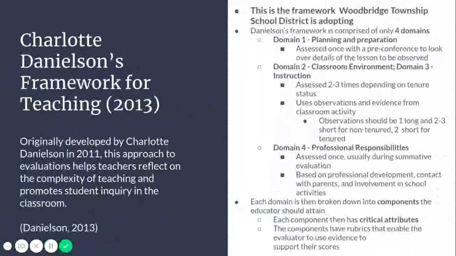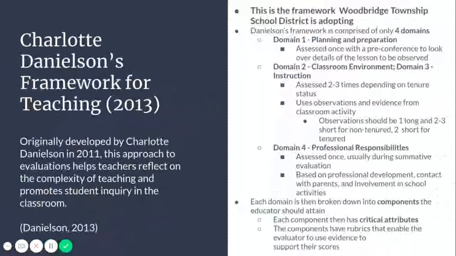So what does Danielson's framework look like? Danielson's framework is broken down into 4 domains. Domain 1 is planning and preparation. Planning and preparation is assessed only once with a pre-conference to look over details of the lesson to be observed. This is for all teachers, both tenured and non-tenured.